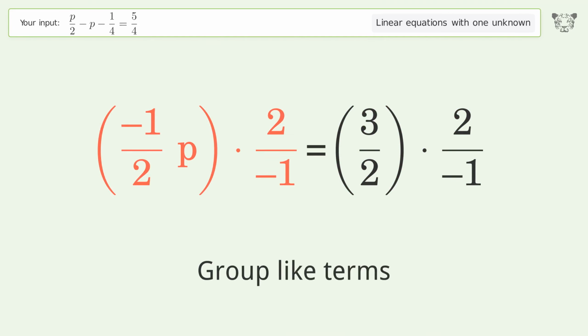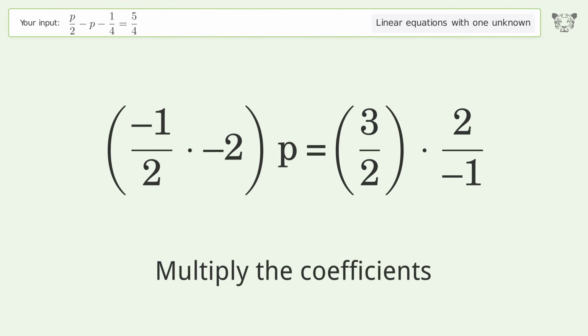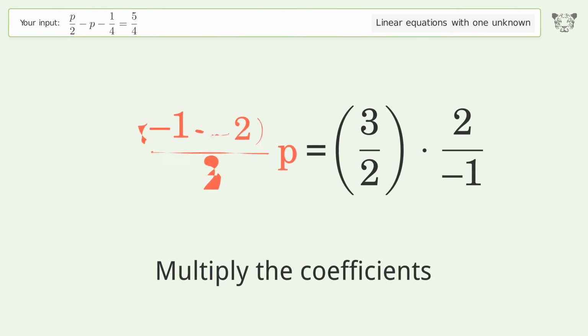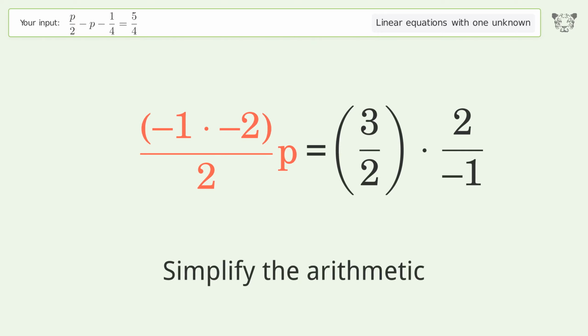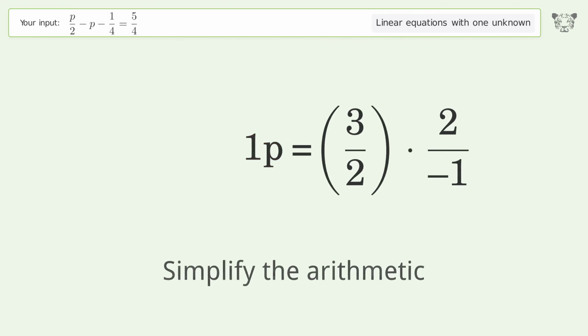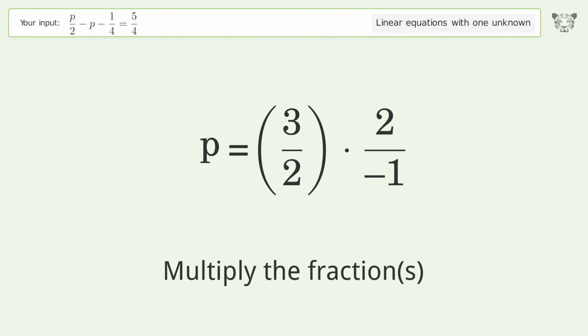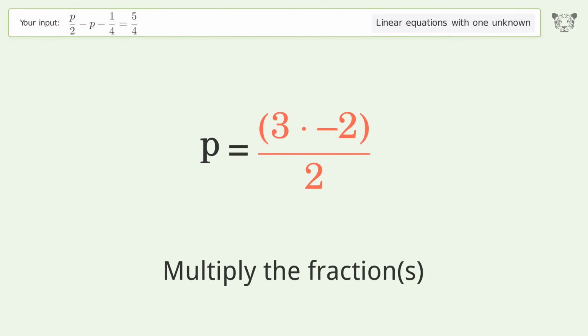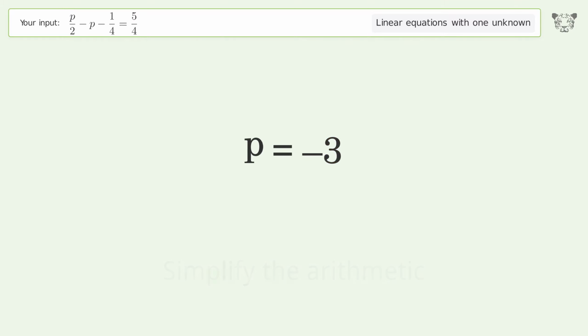Group like terms. Multiply the coefficients. Simplify the arithmetic. Multiply the fractions. Simplify the arithmetic. And so the final result is p equals -3.